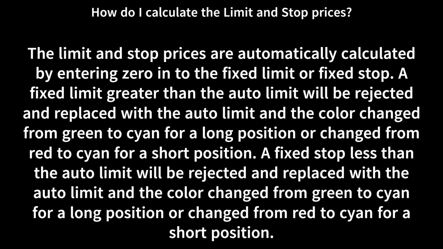How do I calculate the limit and stop prices? The limit and stop prices are automatically calculated by entering 0 into the fixed limit or fixed stop. A fixed limit greater than the auto limit will be rejected and replaced with the auto limit, and the color changed from green to cyan for a long position or changed from red to cyan for a short position. A fixed stop less than the auto limit will be rejected and replaced with the auto limit, and the color changed from green to cyan for a long position or changed from red to cyan for a short position.